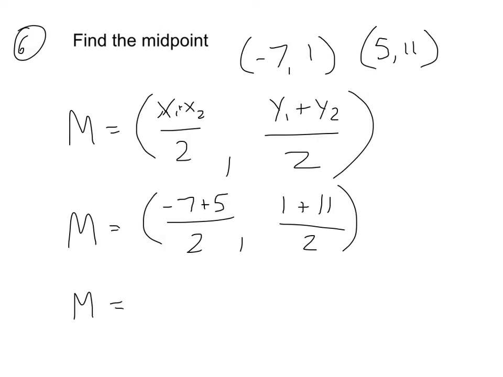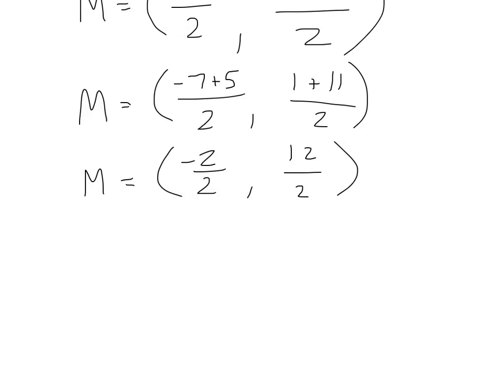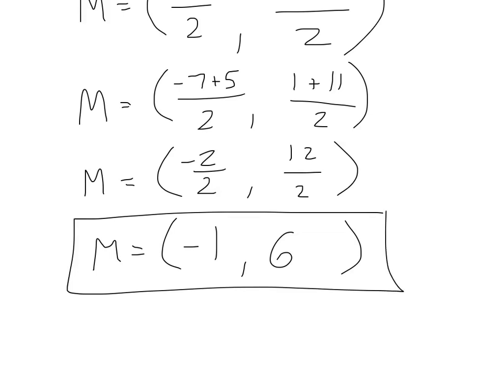All right, so now what we have is -7 plus 5, so it's -2. Divide that by 2, comma. 1 plus 11 is 12. Divide that by 2. So let's see, m equals -2 divided by 2 is -1. 12 divided by 2 is 6. Your midpoint there is -1, 6.